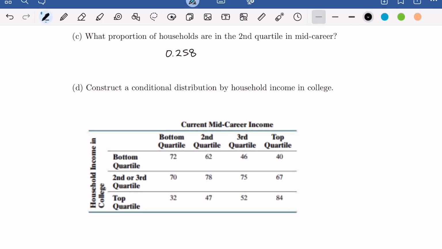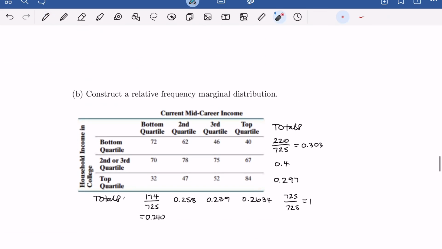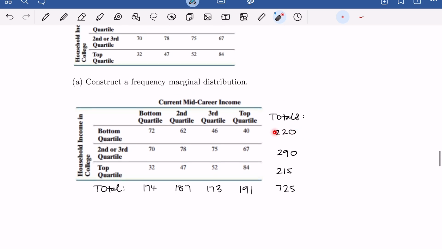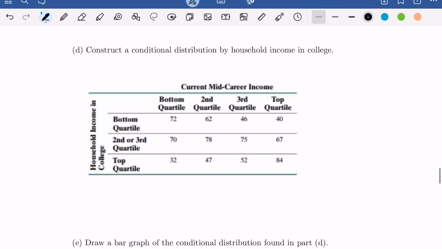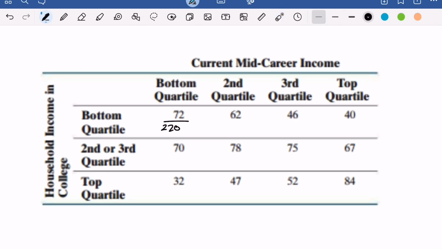So what we need to do for each of these is divide this guy by the row total. So going back up to this one, we know the row total was 220. So we're going to divide this 72 by 220. This will give us 0.327. Okay, we're going to do the same thing for all of these. Divide by 220, which gives us 0.282. And then we'll do the same thing for the third and top quartiles.